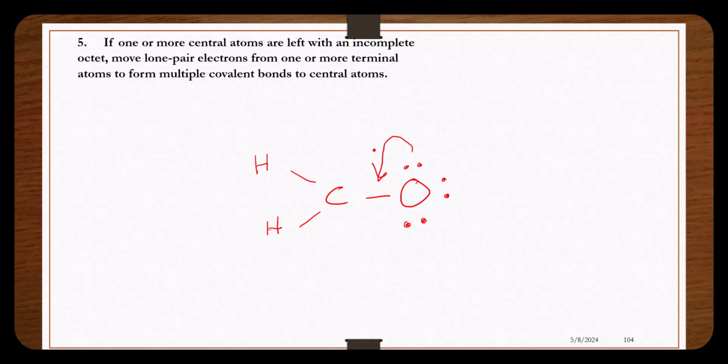oxygen and carbon. Once we turn a set of lone pair electrons into a bond between the oxygen and the carbon atom, we can then count those electrons towards completing the octet. So carbon now has 2, 4, 6, 8 valence electrons to give a complete octet to carbon. And oxygen would also have a complete octet with 2, 4, 6, 8 valence electrons, and this would give oxygen a complete octet of 8 valence electrons.